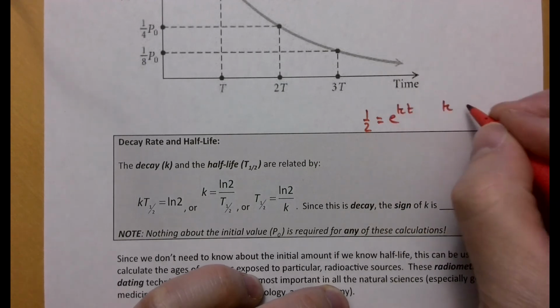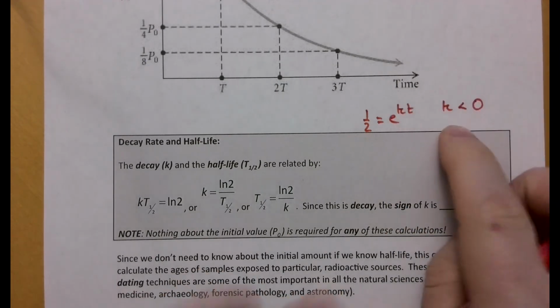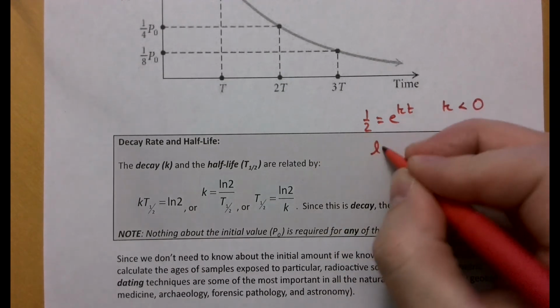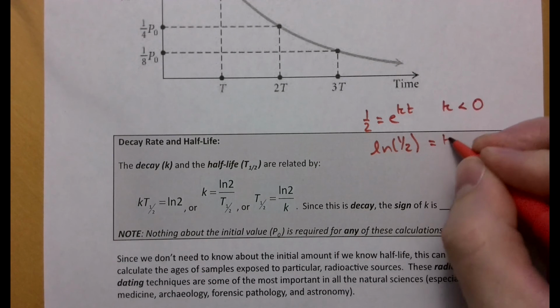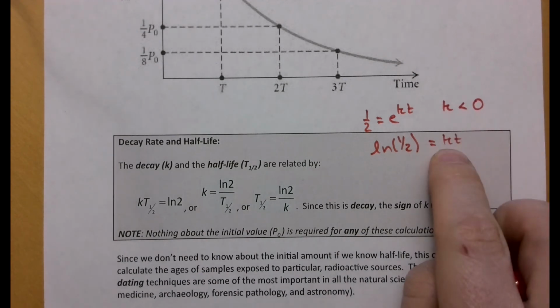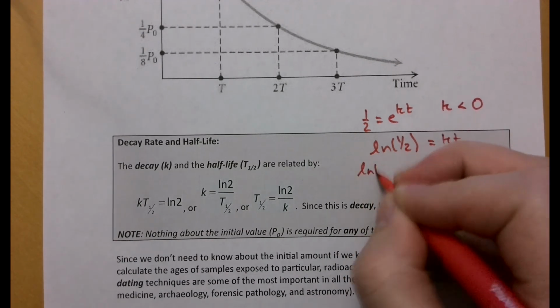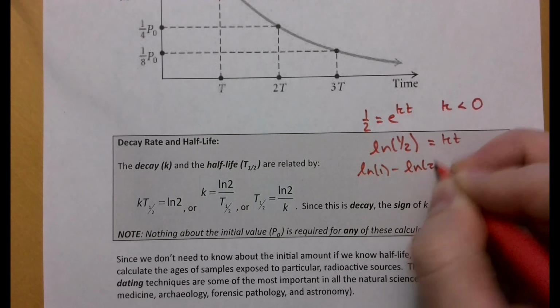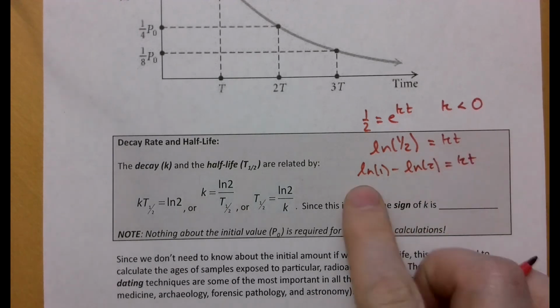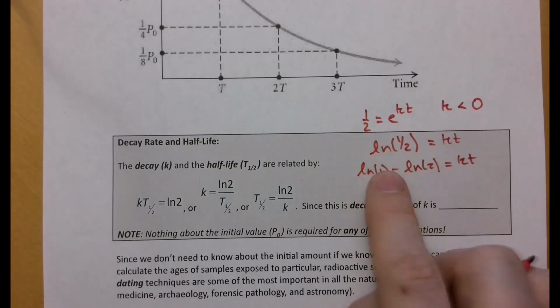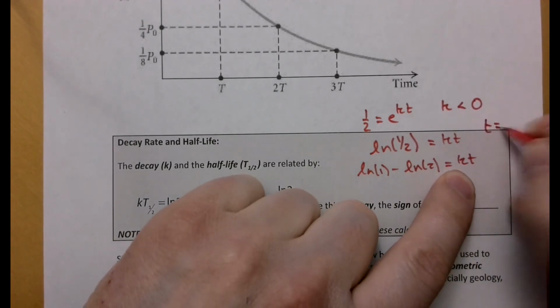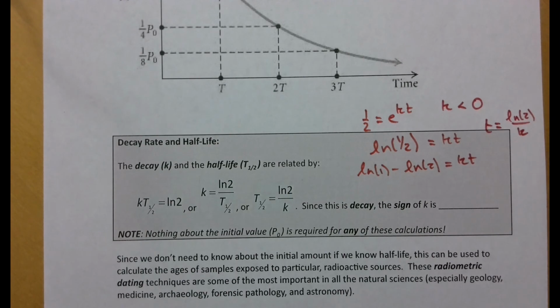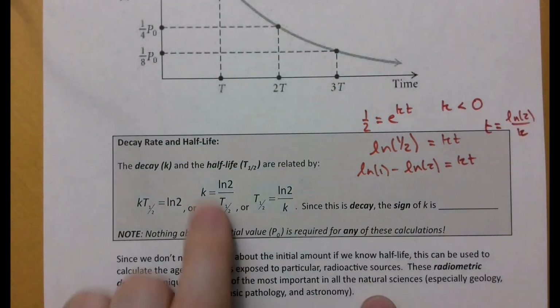Note that because this is decay rate, K has to be less than 0. We take natural log of both sides and we get natural log of 1/2 equals kt. Remember, this is negative. So I showed you that we took natural log of 1 minus natural log of 2 using the quotient property. And because K is a negative value, this T would equal natural log of 2 divided by the positive of K.